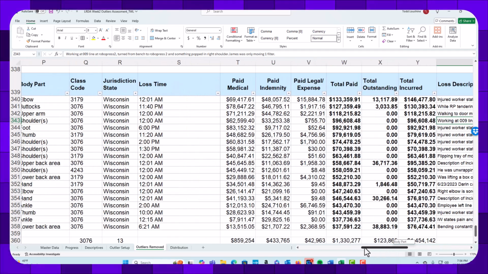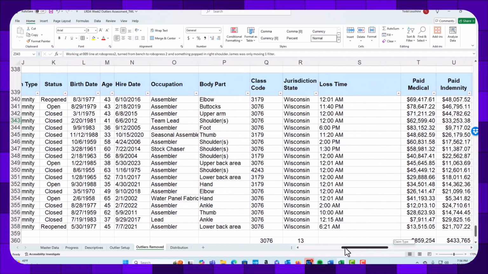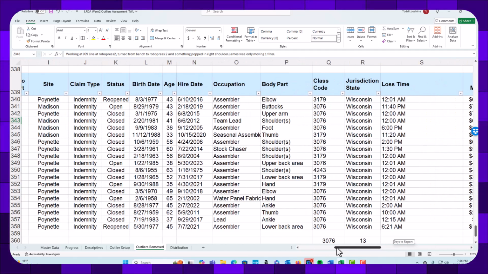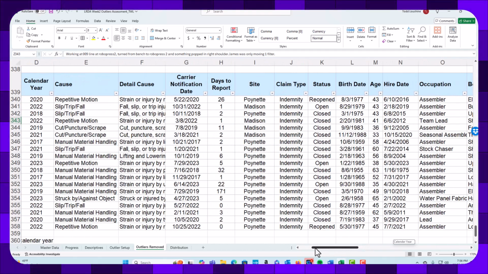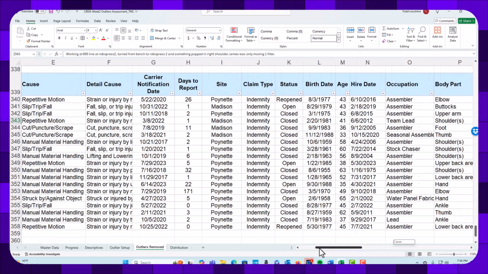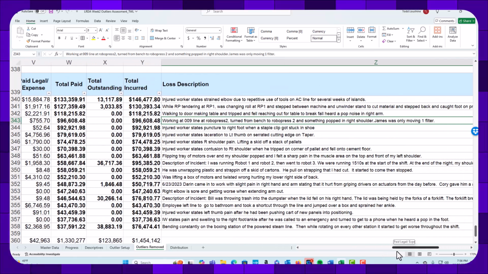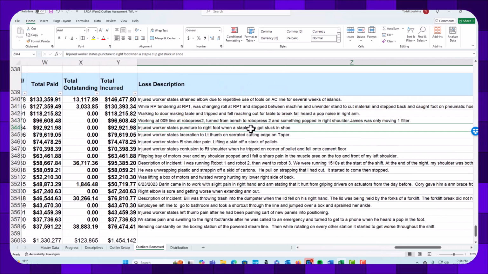Working on some line, turned from bench, something popped. It just popped. What did they call this one? Shoulder, repetitive motion, strain. Sounds pretty normal to me.